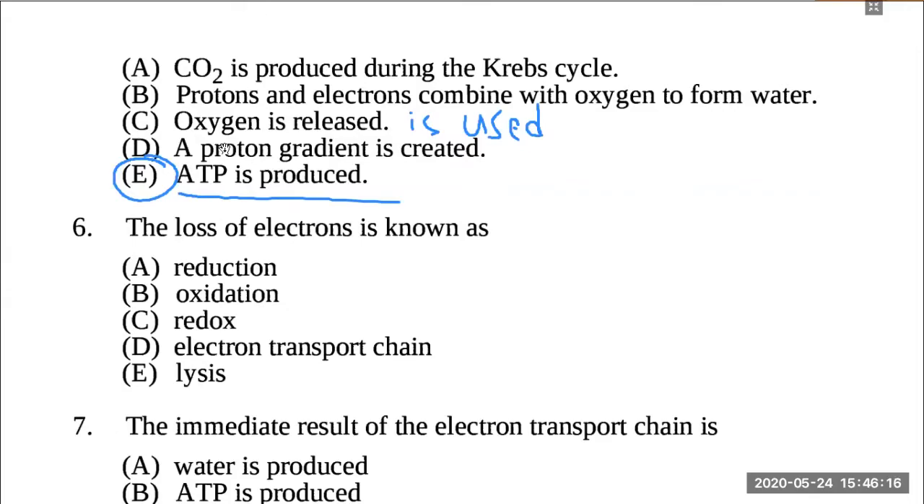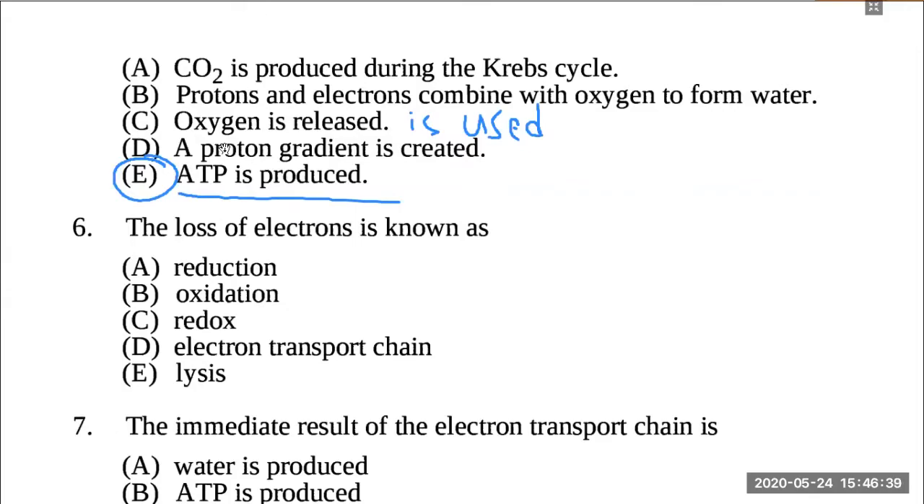The aim and the most important thing during the process of cell respiration is to produce ATP to carry out cellular, physical, biophysical and biochemical reactions in the cell.